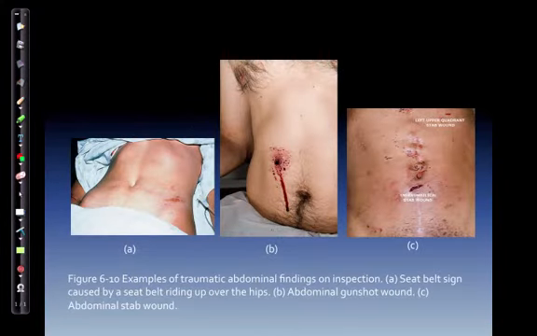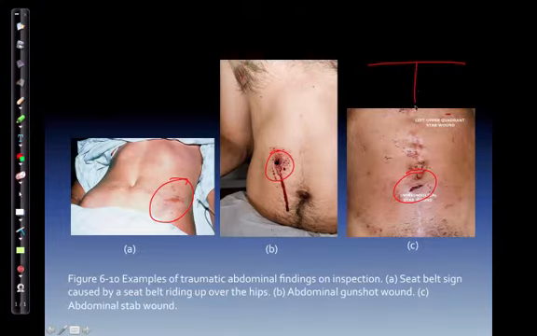This is figure 6.10, examples of abdominal findings upon inspection. A is a seatbelt sign. B is an abdominal gunshot wound. And C is an abdominal stab wound. Now with the stab wounds, let's say that this was the surface of the skin. Depending on how long the knife was, this long, it could cause damage to any of the organs in this area here.